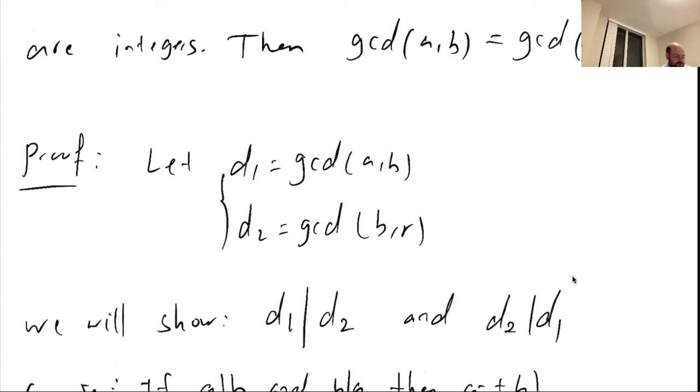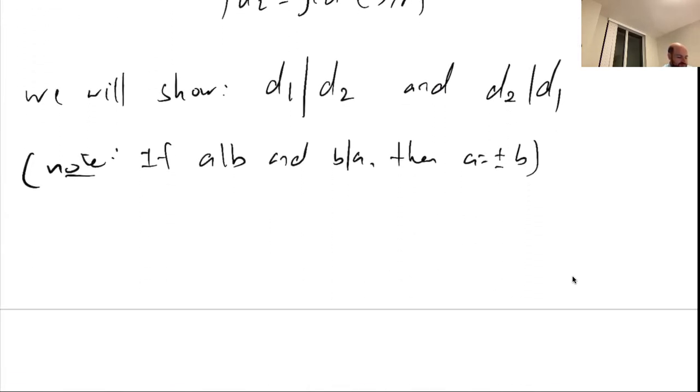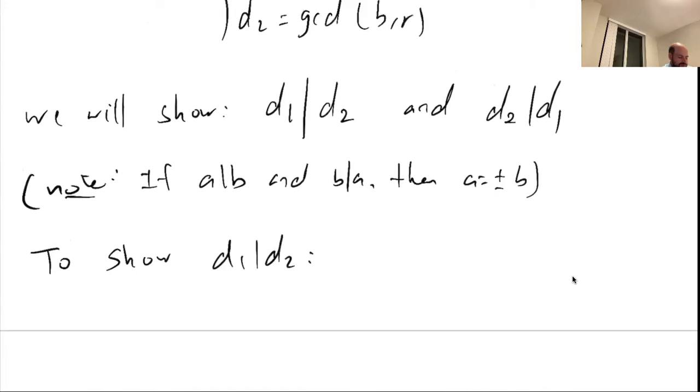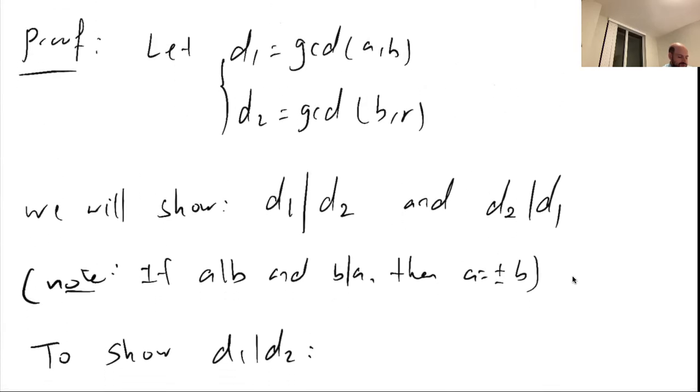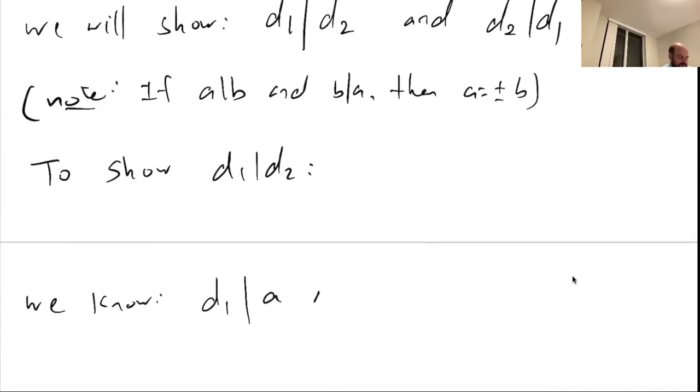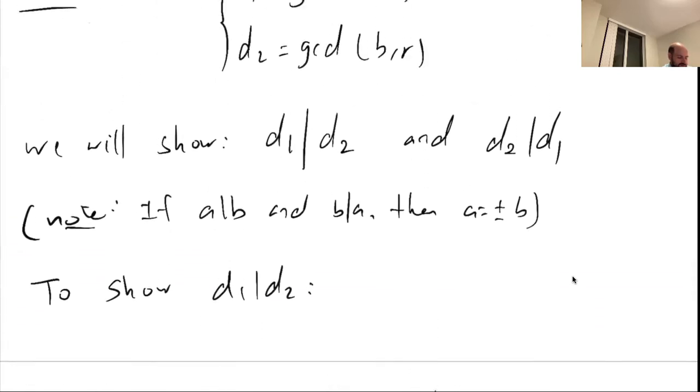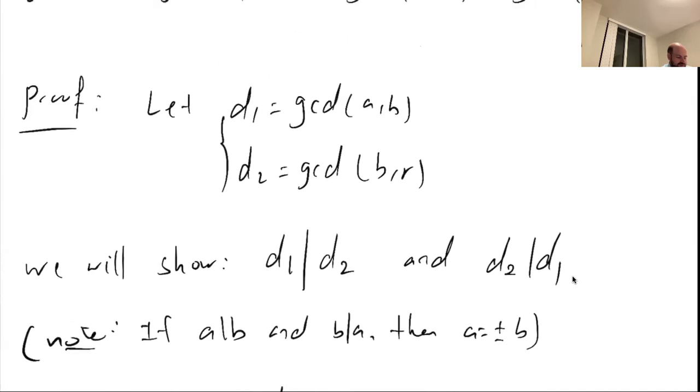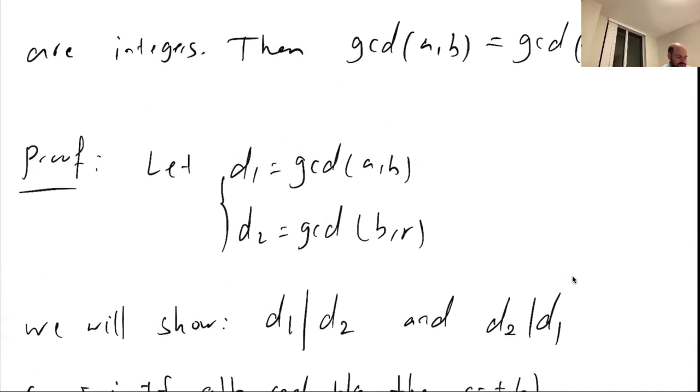So we'll show that D1 divides D2 and D2 divides D1. So let's say, to show D1 divides D2, what do I know about D1? We know D1 divides A and D1 divides B, right? D1 is the GCD of A and B, so it divides both of them.